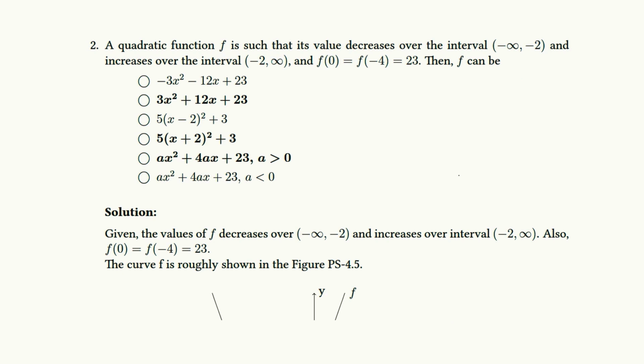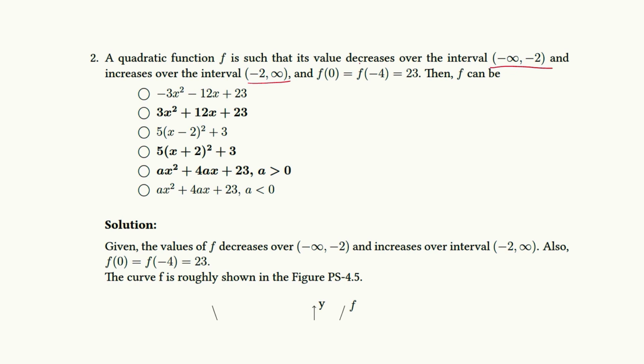Second MSQ. A quadratic function f is such that its value decreases over the interval minus infinity to minus 2 and increases over the interval minus 2 to infinity. And f of 0 is equal to f of minus 4, which is equal to 23. Then f can be.